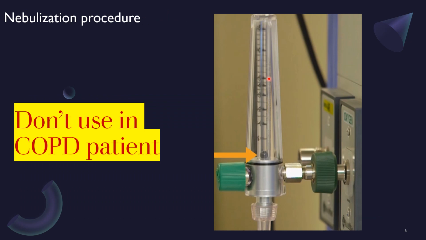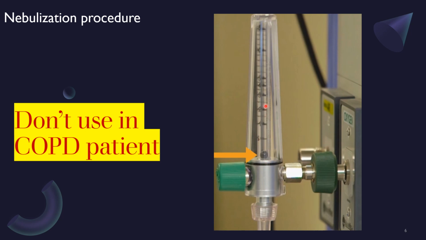Once you nebulize, it can be done either by machine or by oxygen. In cases of COPD, the patient with type 2 respiratory failure and COPD patients should be nebulized with a machine. Always remember, they should be nebulized with the nebulizer machine. Only those patients whose carbon dioxide in ABG is normal, and those patients with asthma and other lung diseases whose carbon dioxide is normal or low in the ABG, can be nebulized with oxygen.